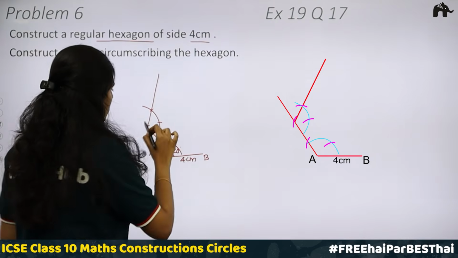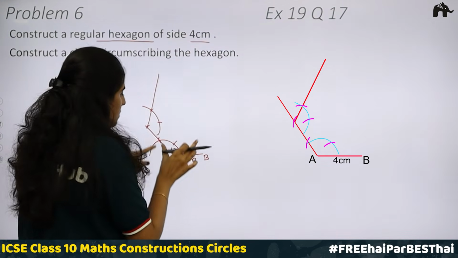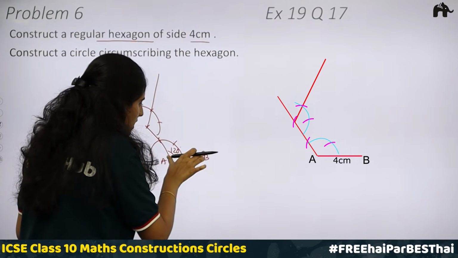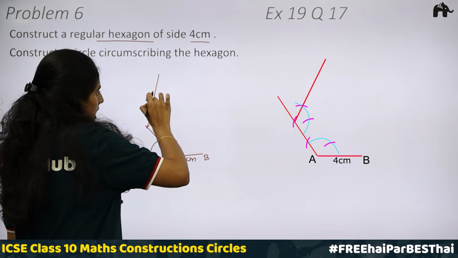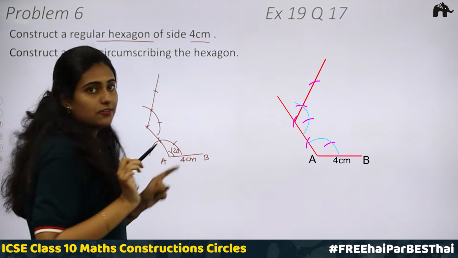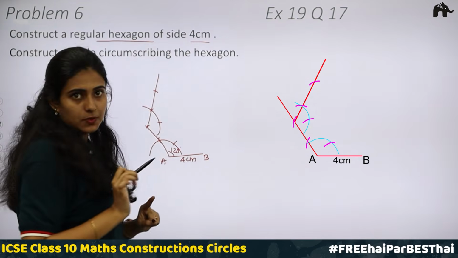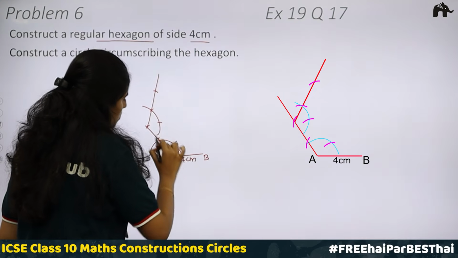Okay. Now here we have to get 4 centimeter again. To get 4 centimeter, measure in the compass 4 centimeter. Keep the center here and cut a point. Okay. So cut an arc, we get a point here. Okay. Now this is our 4th vertex. 1, 2, 3, 4.